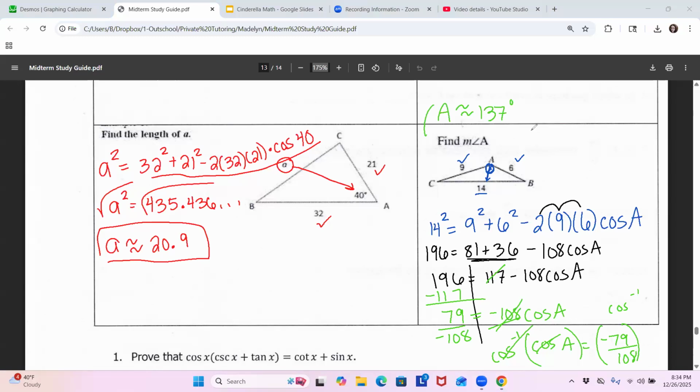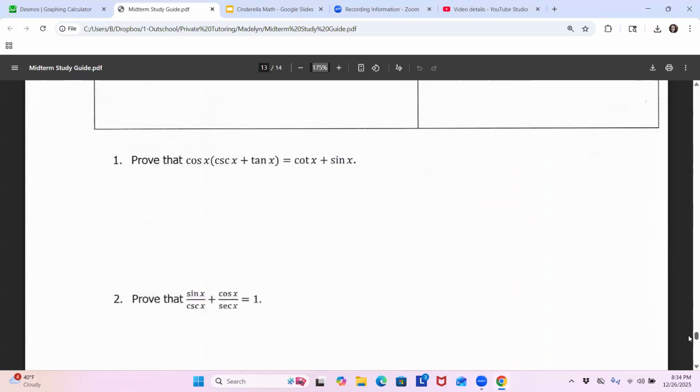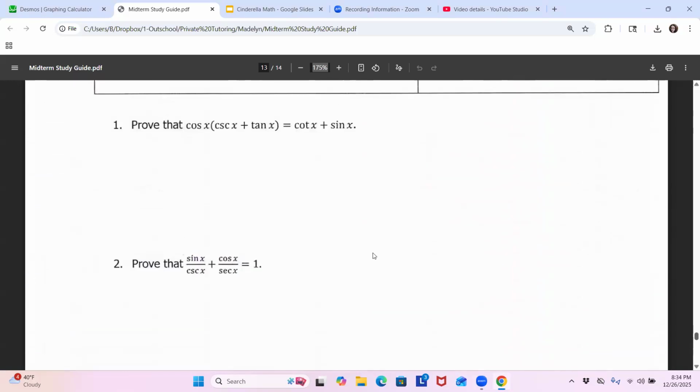Okay, so know your law of sines, know your law of cosines. And now it looks like we're coming to some trig identities here. If you're allowed a cheat sheet for this or like a formula sheet, feel free to grab that. You want to start with a more complicated side. So they've given us the answer. Prove that this equals this. Start with the more complicated side. So we're going to start with the left-hand side.